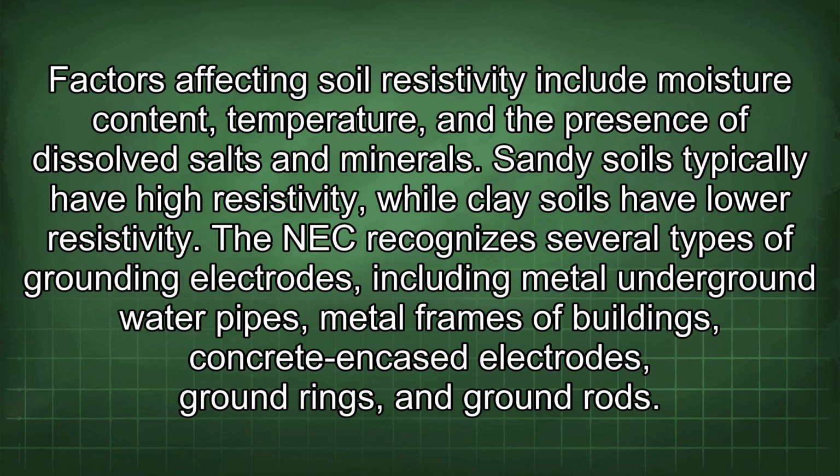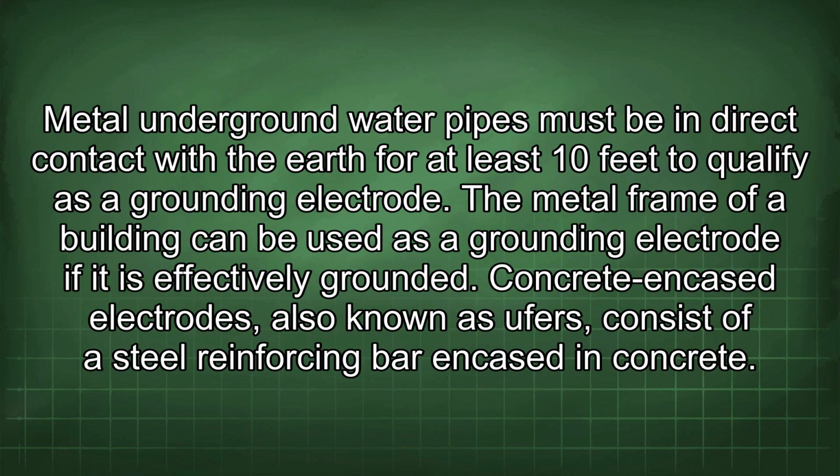The NEC recognizes several types of grounding electrodes, including metal underground water pipes, metal frames of buildings, concrete encased electrodes, ground rings, and ground rods. Metal underground water pipes must be in direct contact with the earth for at least 10 feet to qualify as a grounding electrode.